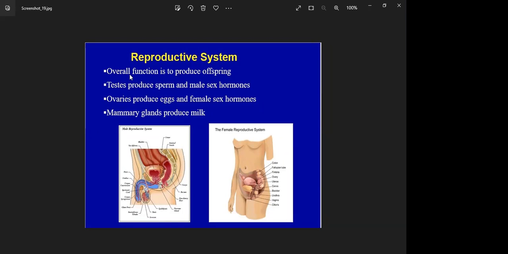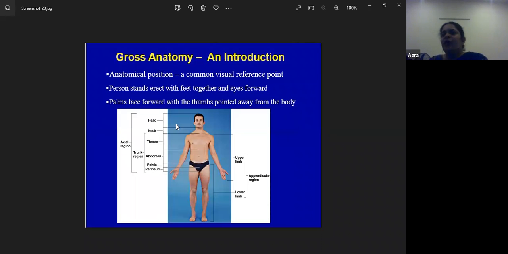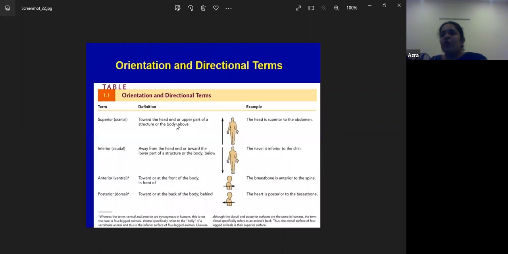Next is the reproductive system. The overall function is to produce offspring. Testes produce sperm and male sex hormones. Testes are always present in the male. Ovaries produce eggs and female sex hormones, and mammary glands produce milk. Now this is the gross anatomy.